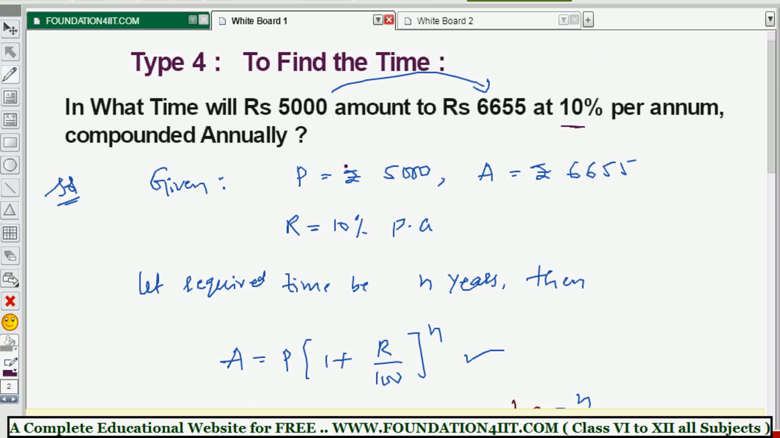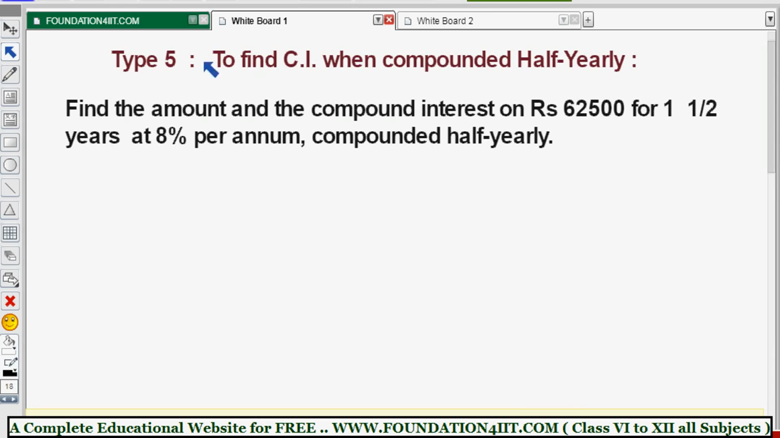In any question where the principal, amount and rate of interest are given, apply the same formula, make the bases the same, then the powers are equal, and based on it we get the value of n. This is for compounded annually. Now, when compounded half yearly, using the same compound interest formula, how to do it? Previously we saw compounded annually, so how do we solve half yearly? Let me explain one problem, and the remaining you can do similarly.